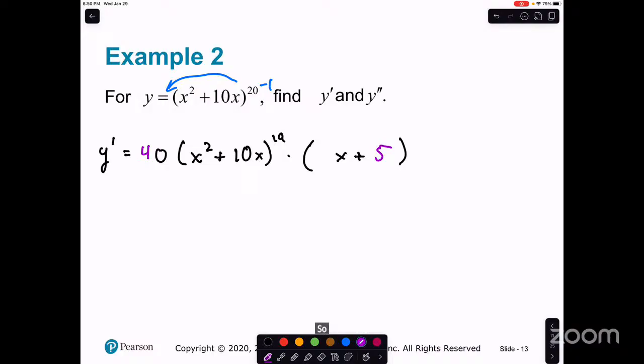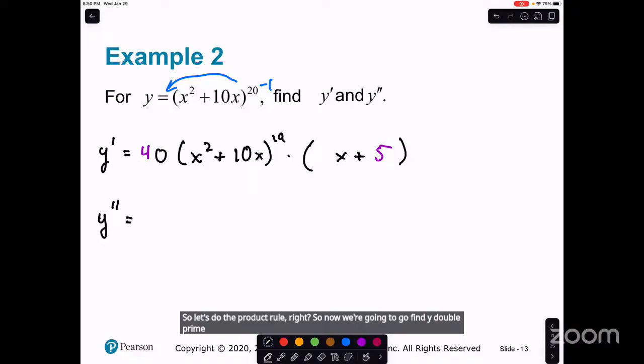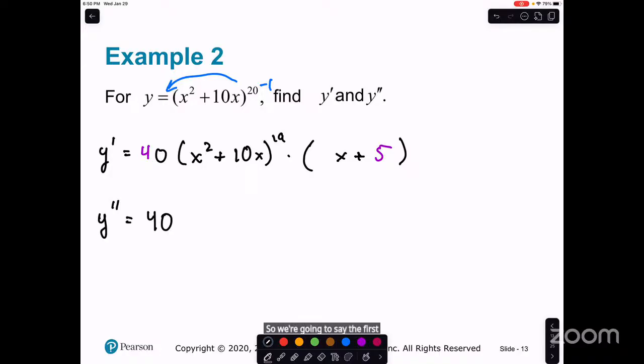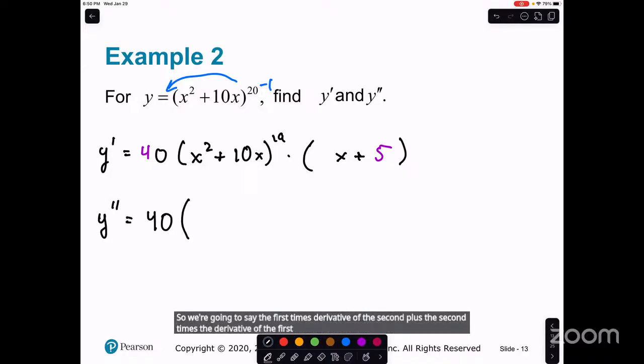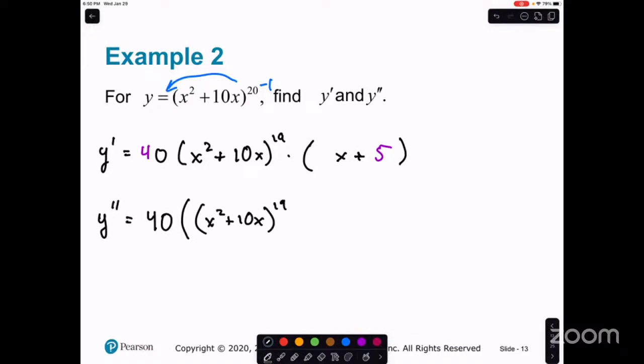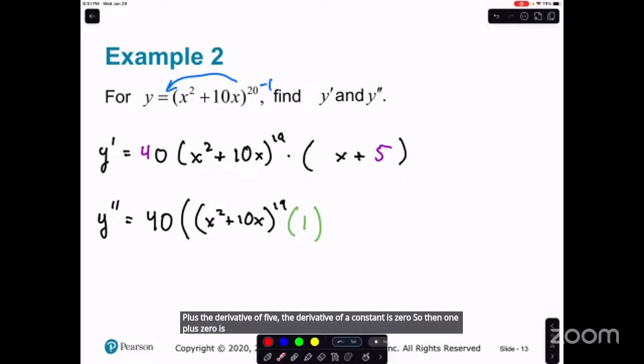So let's do the product rule, right? So now we're going to go find y double prime. So the constant can just go in front. So I'm just going to move it to the front. So we're going to say the first times the derivative of the second plus the second times the derivative of the first. So the first is this guy times the derivative of the second. I think it's just a 1, right? Because the derivative here is 1 plus the derivative of 5. The derivative of a constant is 0. So then 1 plus 0 is just 1. So we kind of got lucky there.